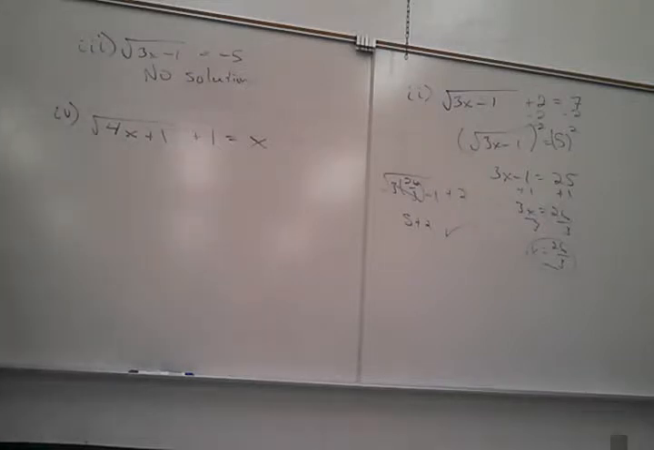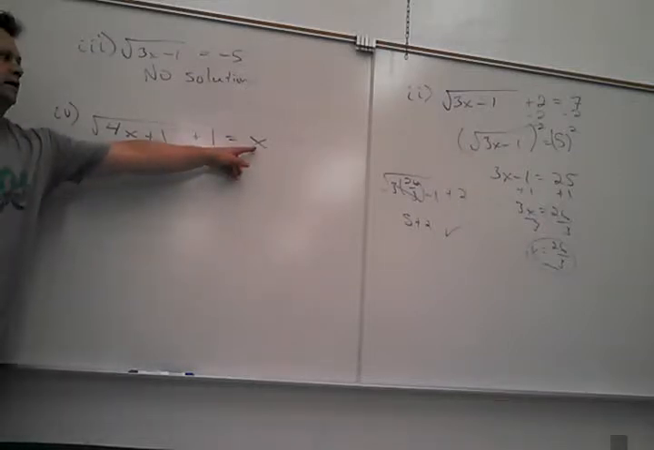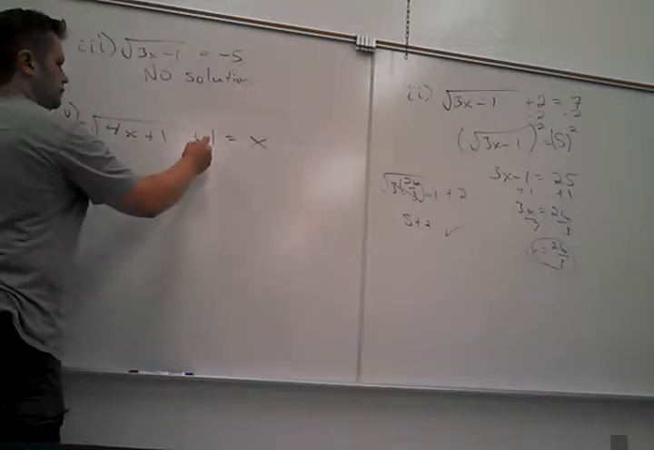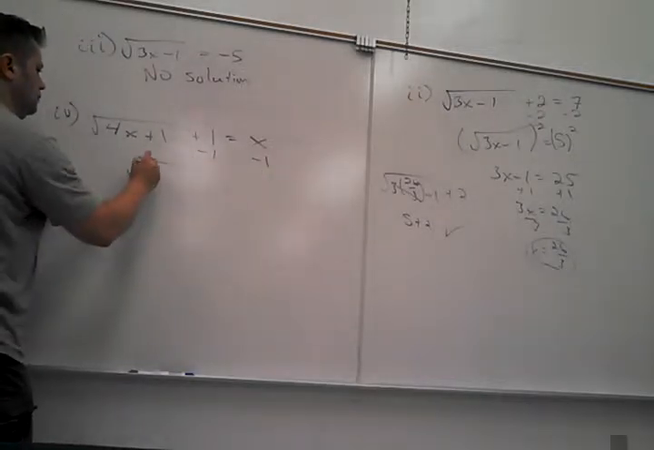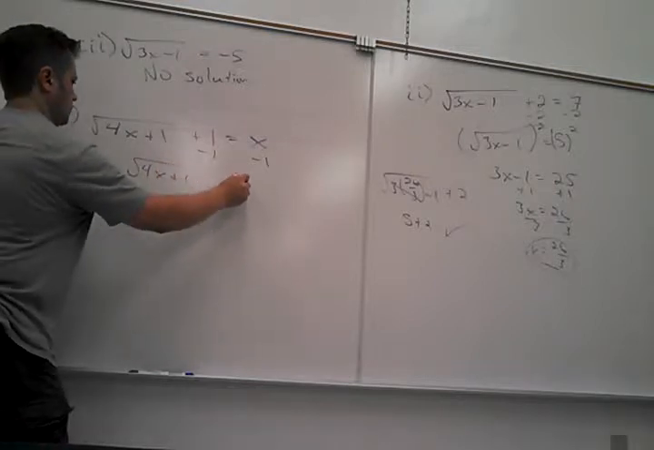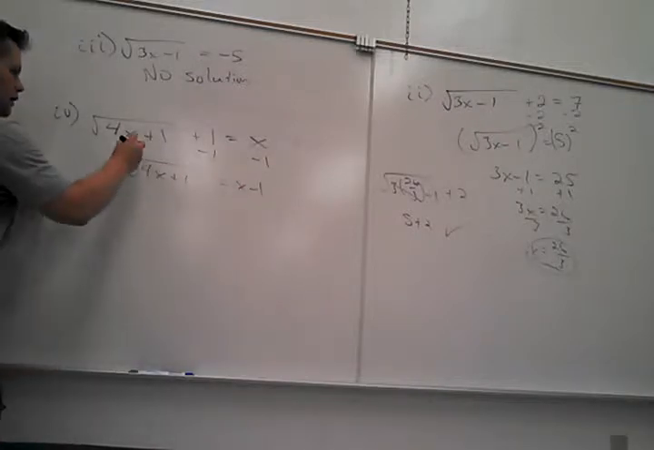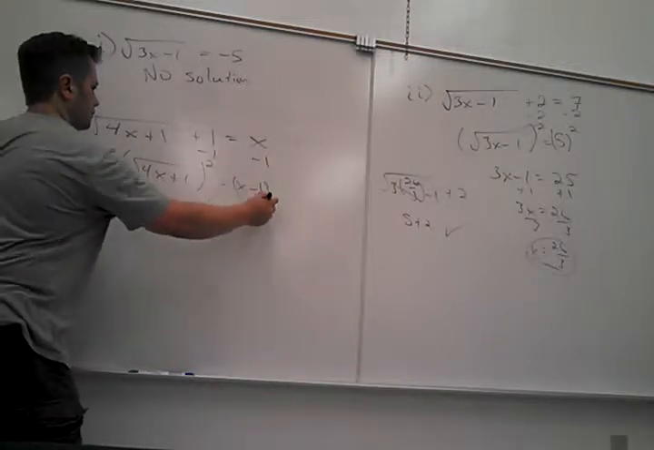So again, the process doesn't care that there's an x in there. It says get the square root by itself first. Right, so that's the first step. No matter what's in there, you want to get the square root by itself. And then what? Square. Good, so the process doesn't change. This side doesn't tell me what to do. This side, I want to get rid of that square root, so I square.